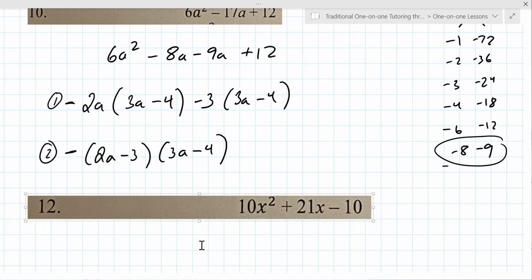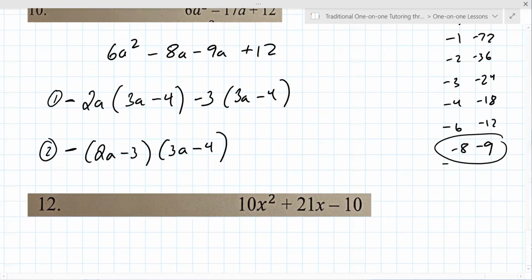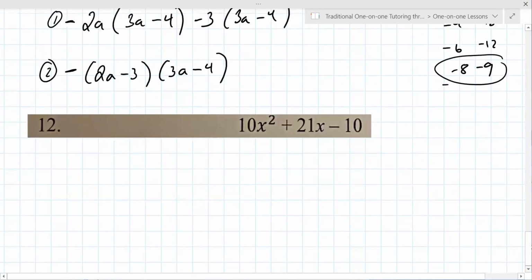Okay, let's move on here. See if we can get one more in. Again, I'm going to send you these notes right after the lesson immediately. I'm not waiting any longer, so you'll get them right away.